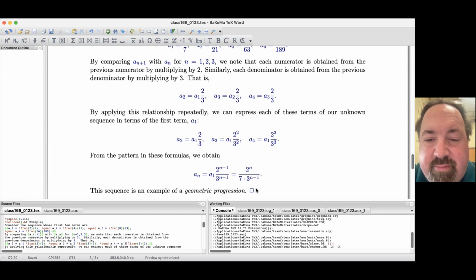So this is an example of what's called a geometric progression. So when you keep multiplying by a certain number to get from one term to the next, that's a geometric progression.